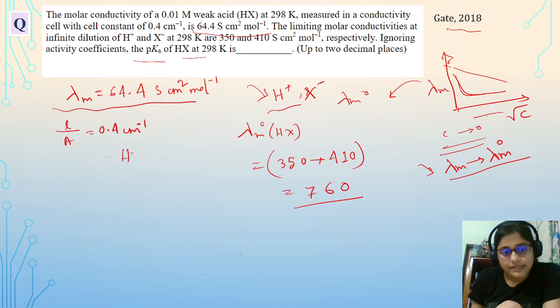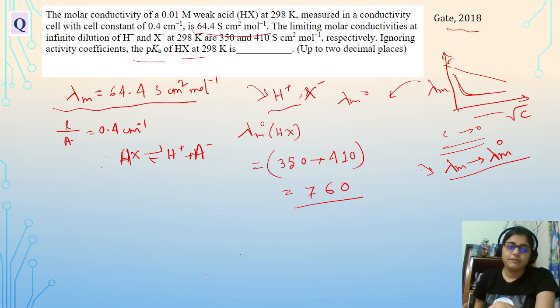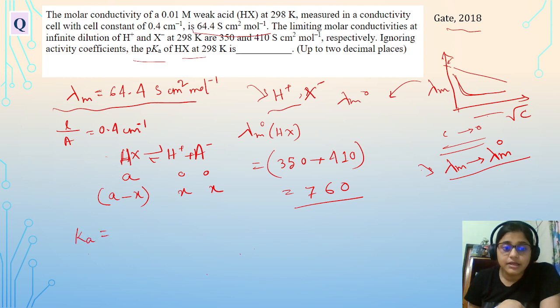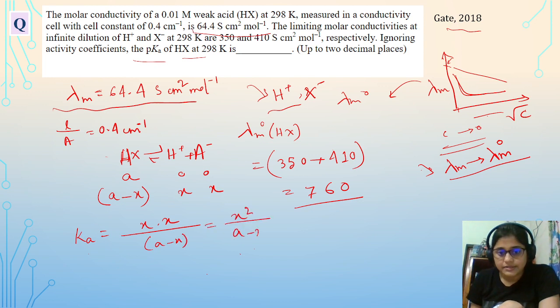HX is an acid, right? It can dissociate like this into H plus and X minus. From kinetics you know, if the initial concentration is A, it will be 0, 0. If after time t an amount X of HX is dissociated, this will be X and X, right? And if we take K, the dissociation constant for the acid, that will be X into X by A minus X, so X square by A minus X.